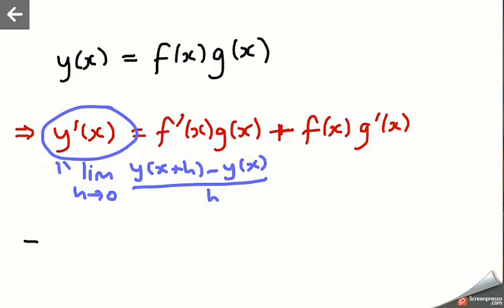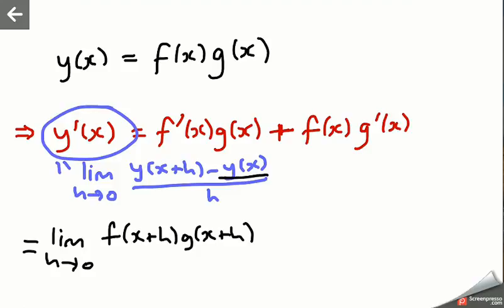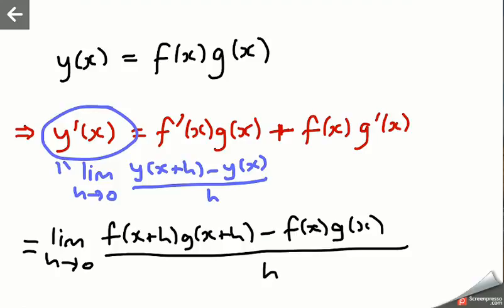And now, this is equal to the limit as h gets closer and closer to 0. Well, y of x plus h means we put x plus h in here, and x plus h in here. So y of x plus h is equal to f of x plus h times g of x plus h. And y of x is still equal to f of x times g of x, so that's minus f of x times g of x, and we're still dividing the whole thing by h. So that's where we're at so far.